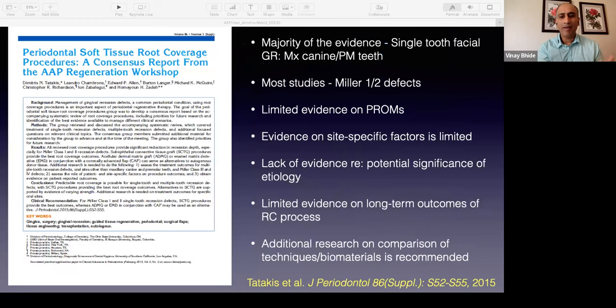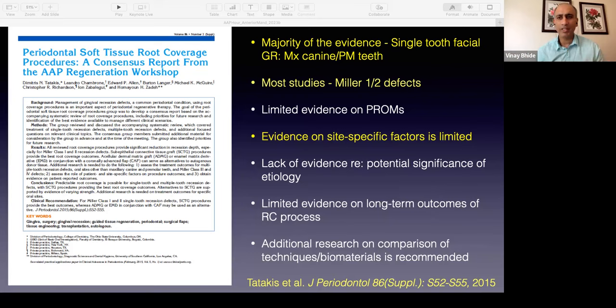In fact, this paper by Tatakis and colleagues, as a part of a regeneration workshop by the Academy back in 2015, actually looked at the evidence, and what they found was that the majority of the evidence was in fact for single-rooted teeth having gingival recession, maxillary canines, and even premolar teeth to some degree. Most of the studies looked at Miller class 1, Miller class 2 defects. Nowadays, we'd say RT1. And the evidence on site-specific factors is very limited, right? You can't paint every area of the mouth with the same brush, okay?